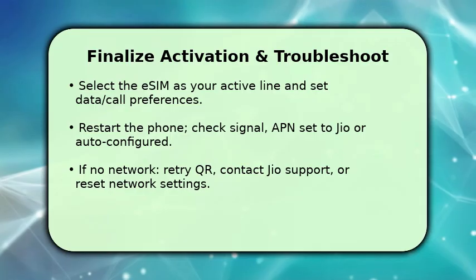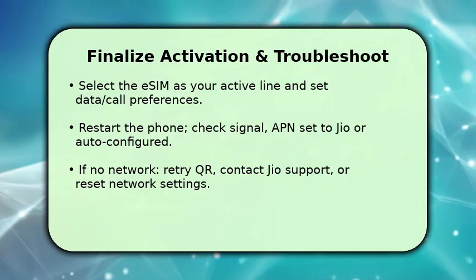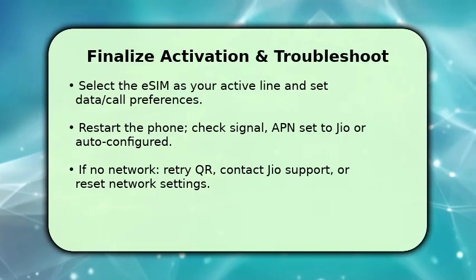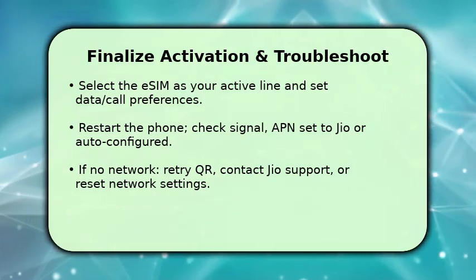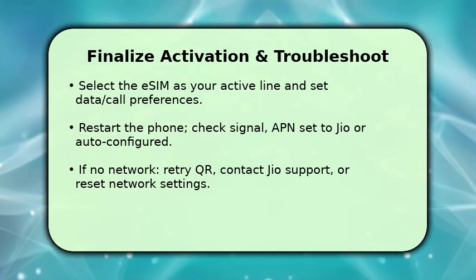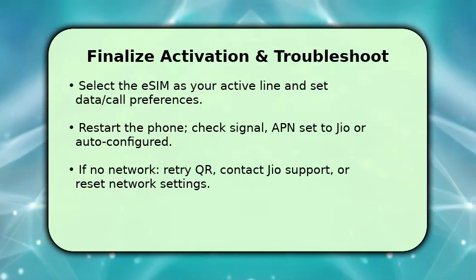If activation doesn't show signal within 10 minutes, retry scanning the QR code, remove and reinstall the eSIM profile, or reset network settings. If problems persist, contact Jio support with your IMEI and activation details for assistance.